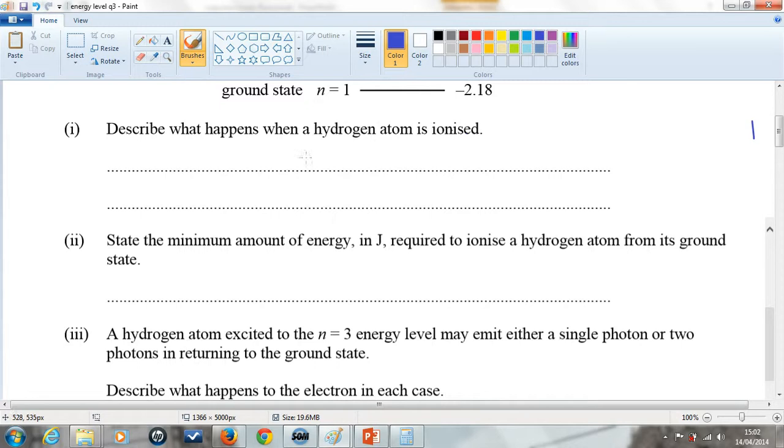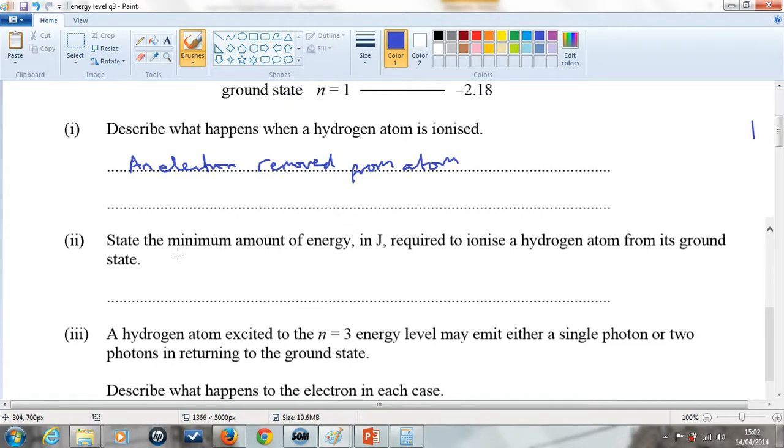Well, any time an atom is ionised, it's involving an electron being removed from the atom. Nice simple starting question for you there.